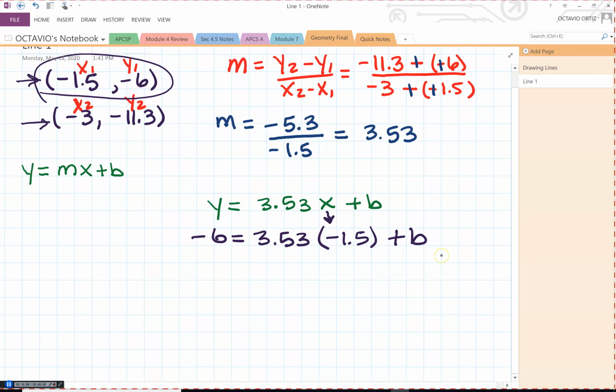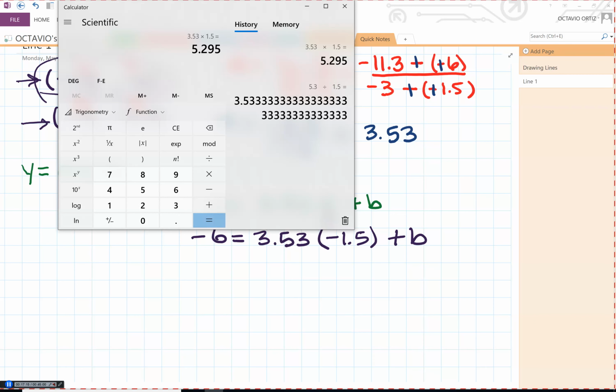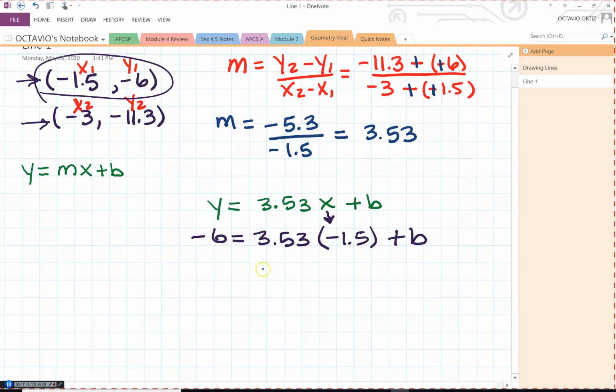And then plus b. Again, use the calculator. There's no need to multiply this by hand. 3.53 times 1.5. You take your calculator out. 3.53 times 1.5 equals 5.29. That's negative 5.29. And so I'm going to add 5.29 to both sides.